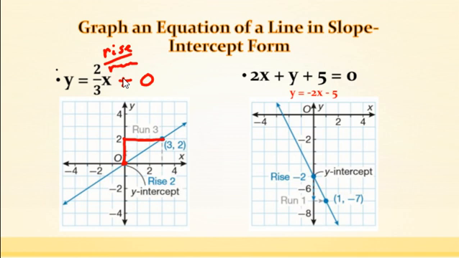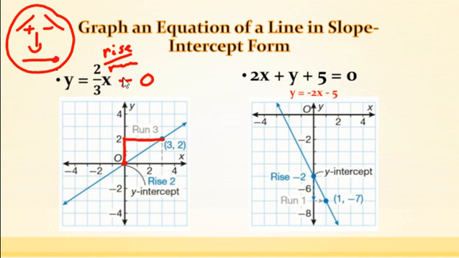So if you think of Mr. Slope Guy, when you have a line that goes up from left to right, you have a positive slope. When the line goes down from left to right, you have a negative slope. When you have a vertical line, you have it undefined. And when you have a horizontal line, the slope is 0.